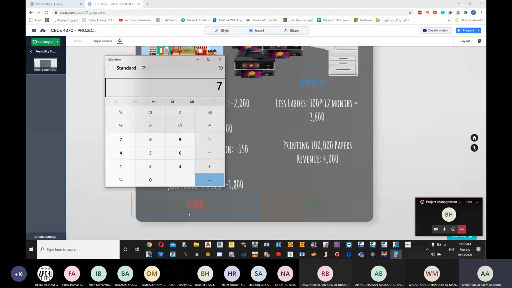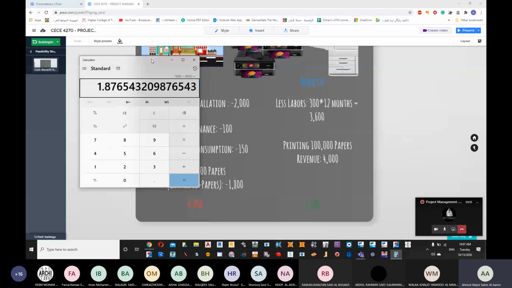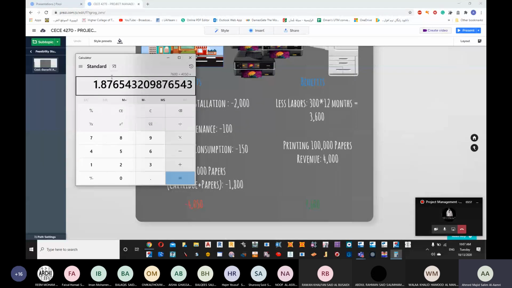7,600 divided by 4,050 will give you 1.87. It means that the benefits are more than the cost. If you are having a benefit to cost ratio which is more than 1, it means that benefits are more. It means that the project is good.